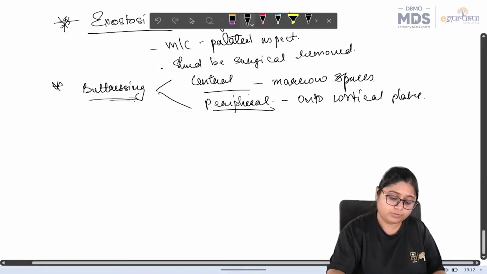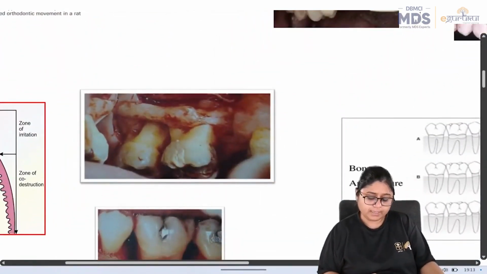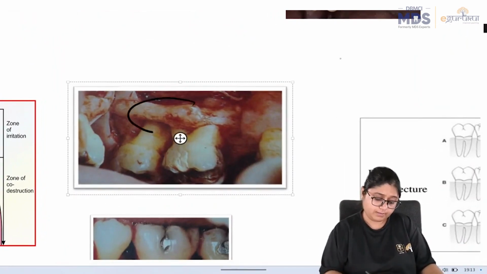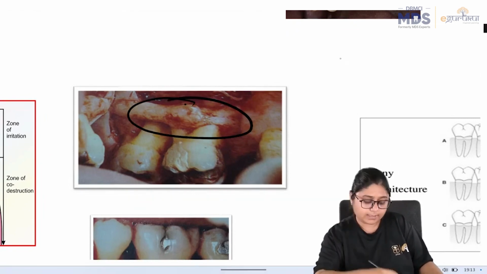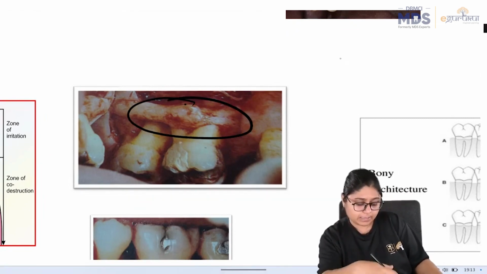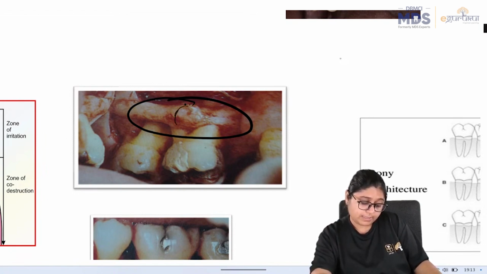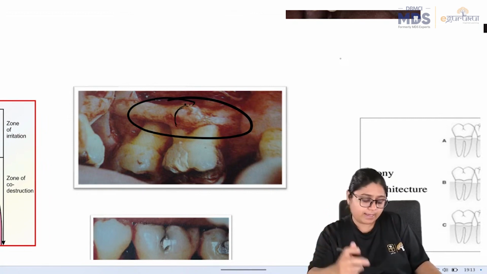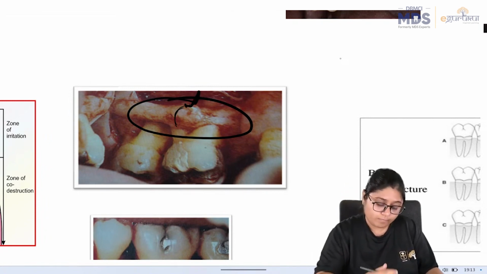Okay, so I'll just show you the picture. So this is your peripheral bone buttressing. If you look from this, this is your buccal aspect, right? This is your maxillary molar, and this is your buccal aspect. Here what you see is lipping. This is called lipping. Why? Because the crestal region has increased in size, while below, the bone width is normal, but here at the crestal region, at the marginal region, the bone width has increased.